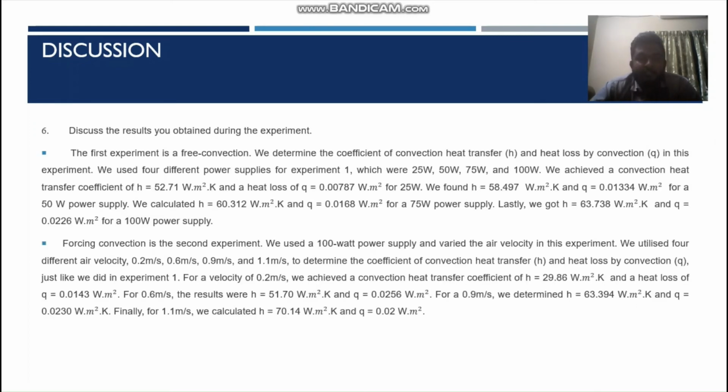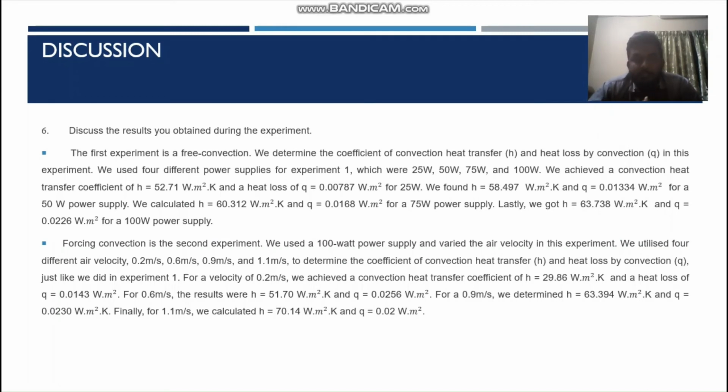The sixth question asks us to discuss the results we obtained during the experiment. The first experiment is free convection. We determine the convection heat transfer coefficient, which is denoted by H, and the heat loss by convection, which is denoted by Q, in this experiment. We use 4 different power supplies for experiment 1, which are 25, 50, 75, and 100 watt.